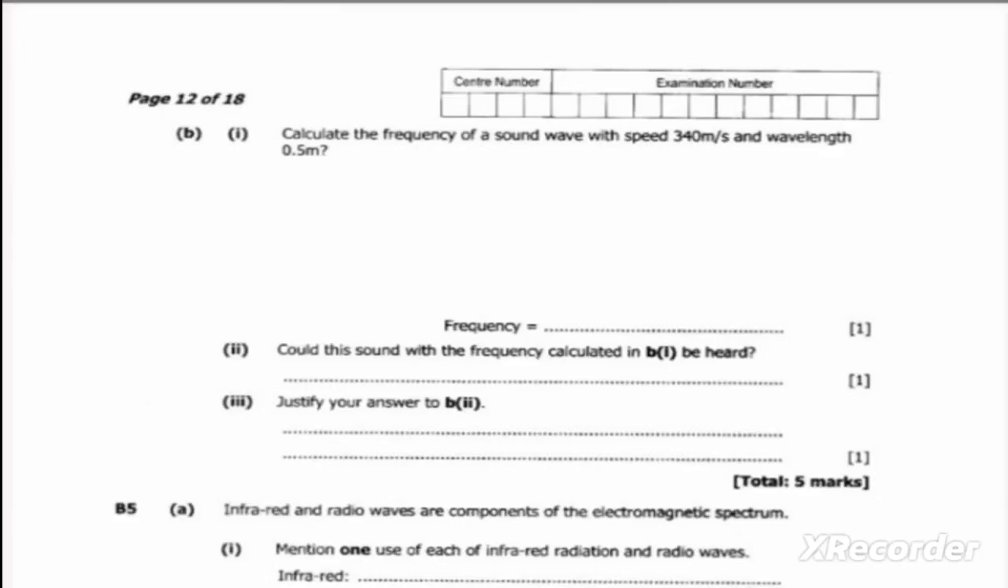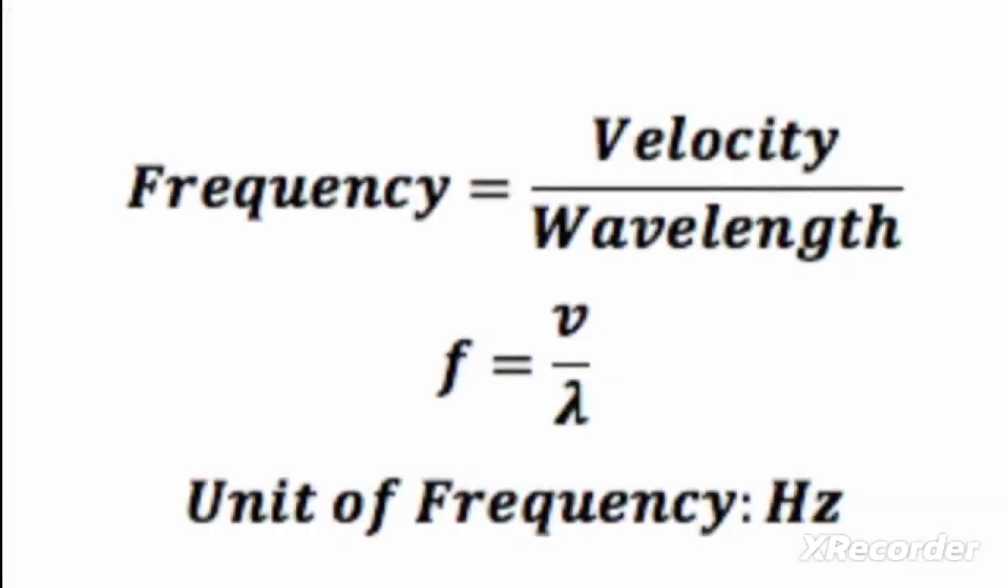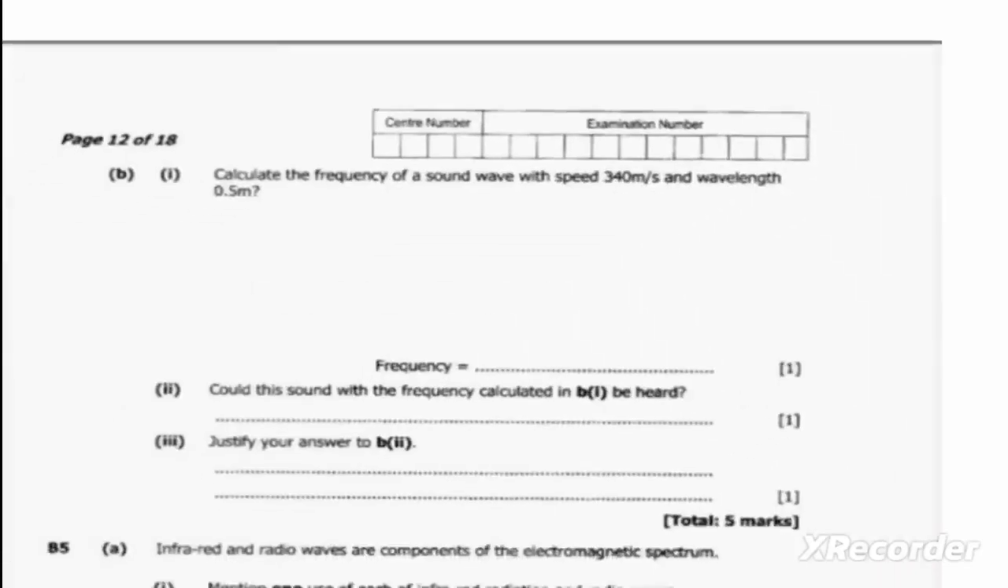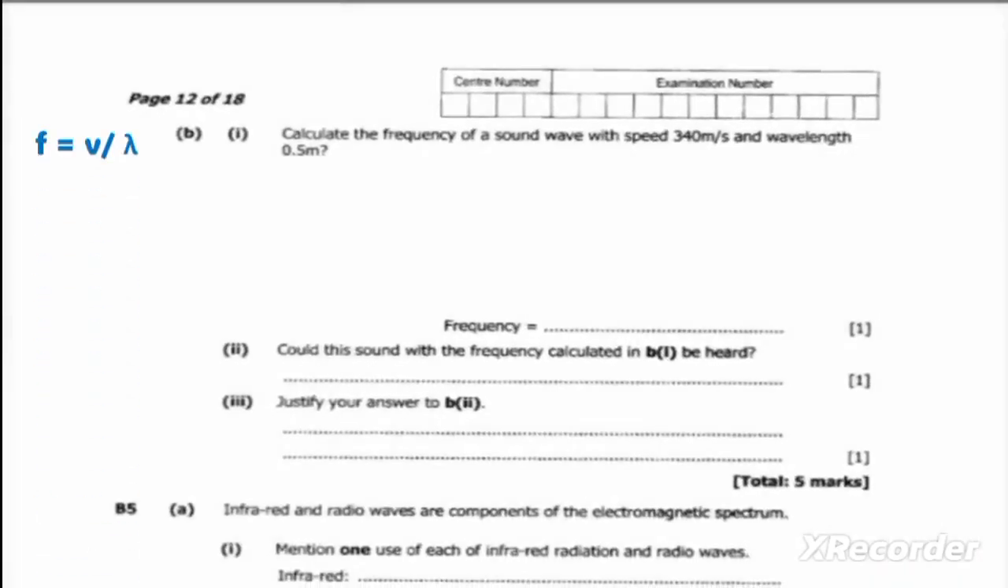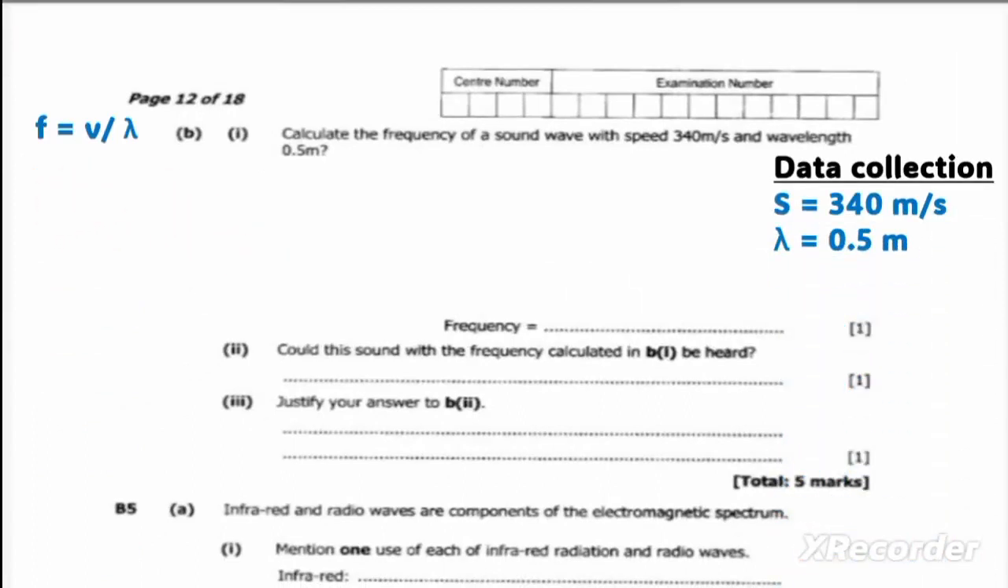So we are asked to find the frequency. The formula that we are going to use to find the frequency, we are going to say frequency is equal to velocity over wavelength, or we can say frequency is equal to speed over wavelength. Here we are given the units of the speed, we are also given the units of the wavelength. So the first thing we are going to come up with is the formula, then data. What have we been given according to our question? We are given velocity, or speed. We are also given the wavelength, which is 0.5 meters.